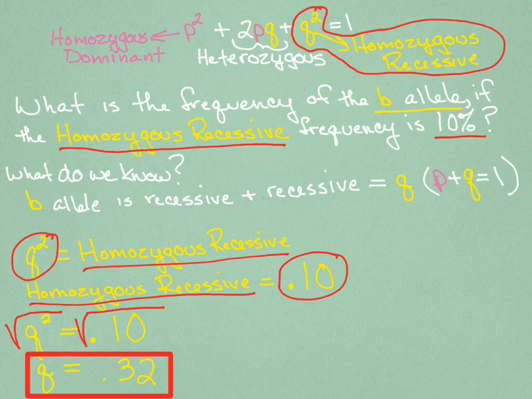And now you could take that and plug that into this equation if you needed to. That way you could find P, because it's just P plus 0.32 equals 1. See how it works? Oh, math. Math is wonderful.